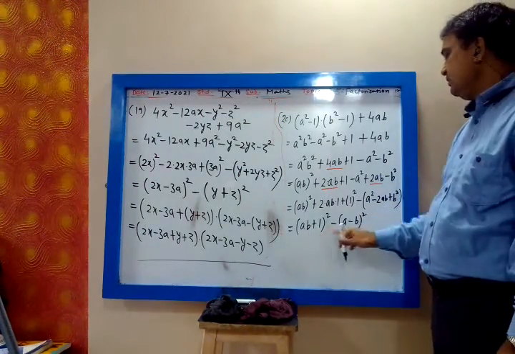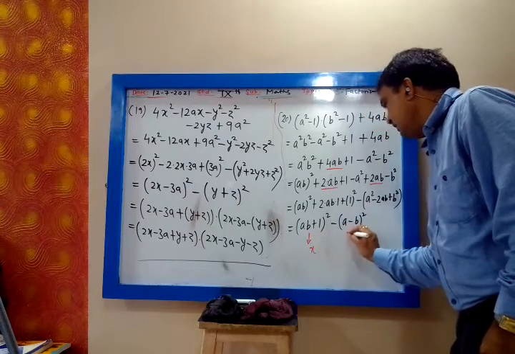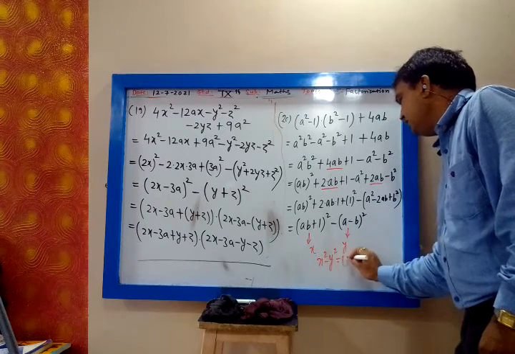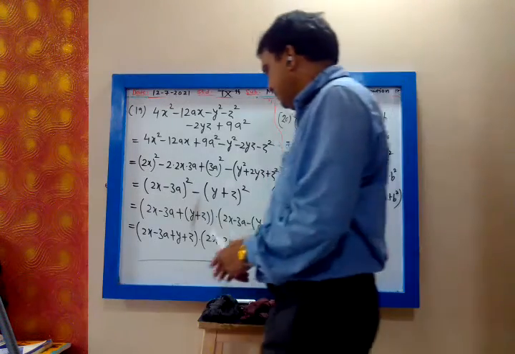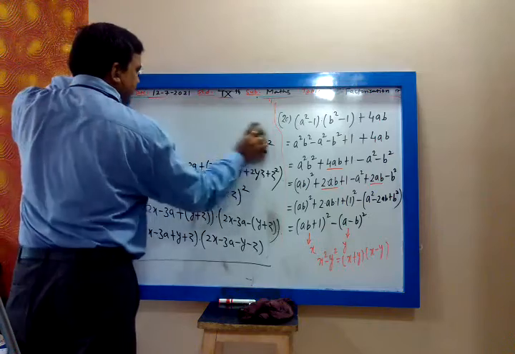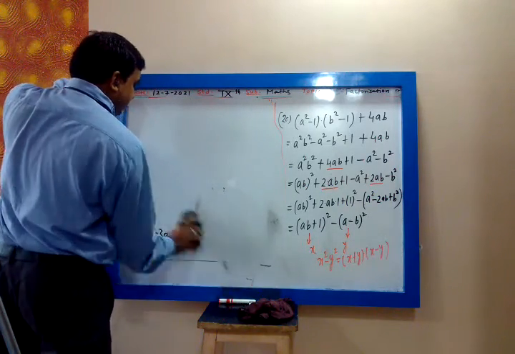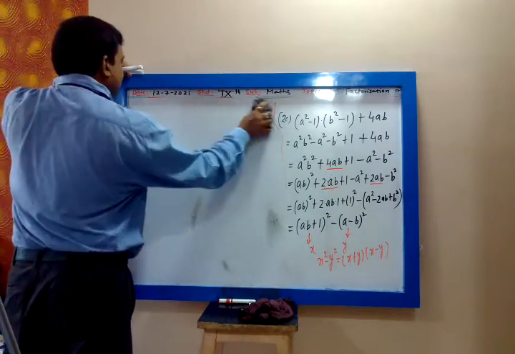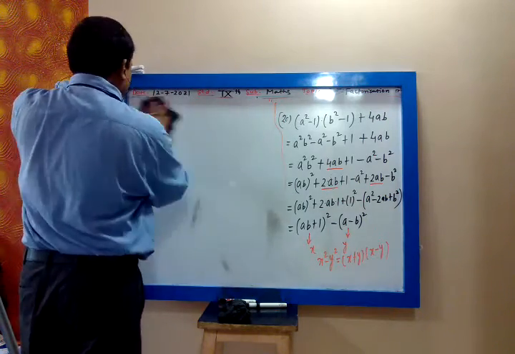Again you have x square minus y square. You take this as x and this as y, then you get x square minus y square, which is x plus y into x minus y. 4ab I have split as 2ab and 2ab. One 2ab I have taken with ab square, one 2ab with a square and b square. So x square minus y square is x plus y into x minus y.